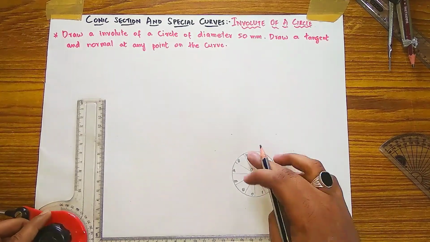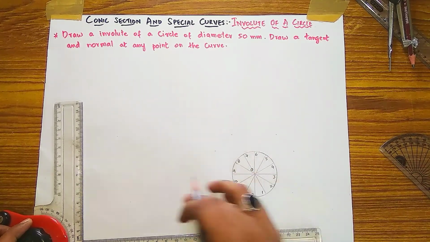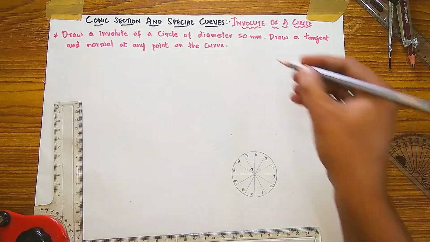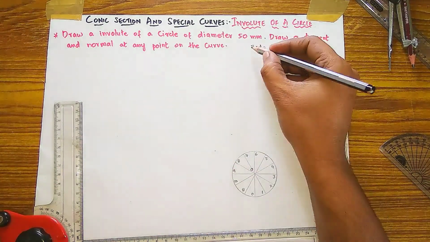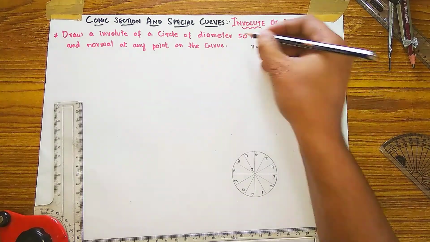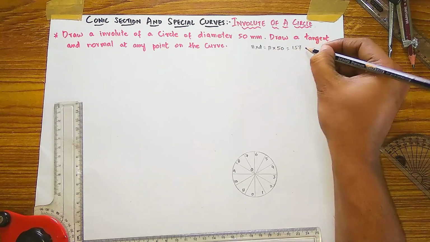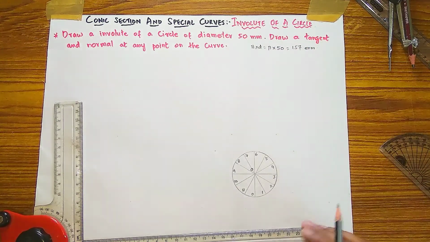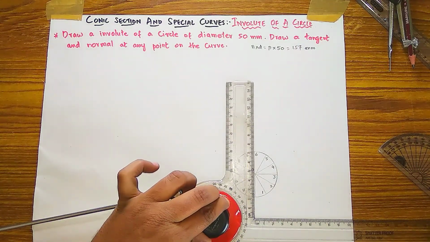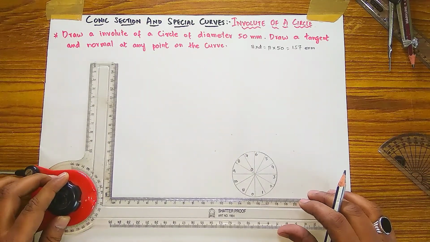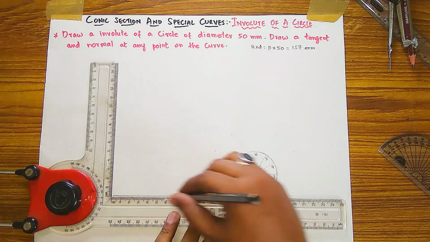After dividing this, according to this line, you have to draw a perpendicular line. How long, we don't know. By the calculation pi into d we get the length of the line. Pi is a constant, and the diameter given is 50 mm. By calculating this, we get 157 mm. So we have to draw a perpendicular line. Adjust your mini drafter like this, 157 mm. I have drawn this 157 mm line.